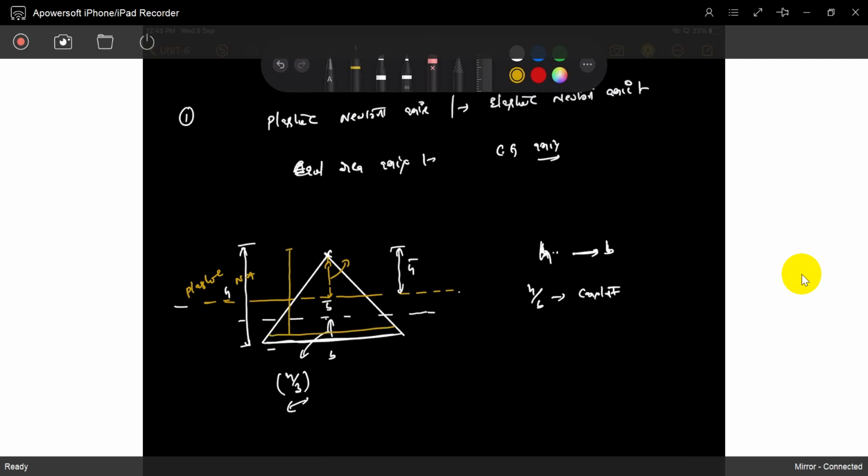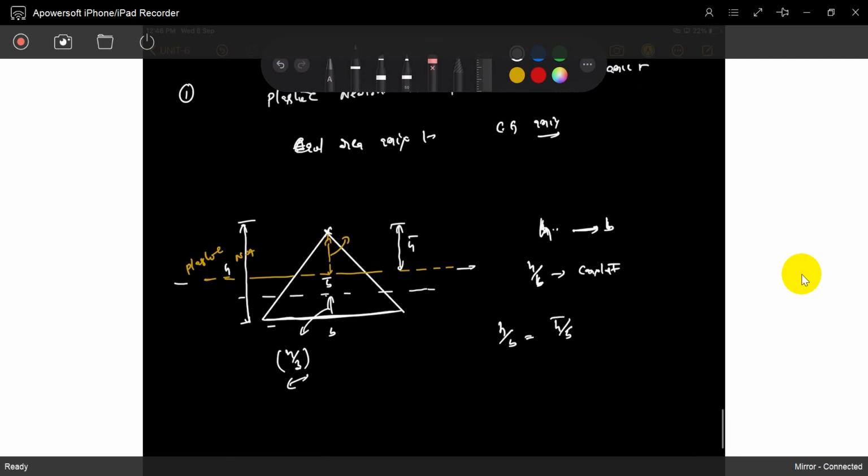So everything is decreasing in the same ratio. So now I can conclude, H by B is constant. Somewhere there is a plastic neutral axis. It exactly divides the area into 2 parts. So now I can say H by B is equal to H dash by B dash.